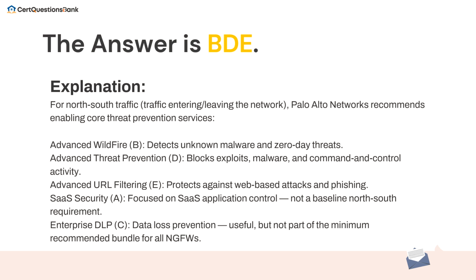SaaS Security, A, is focused on SaaS application control, not a baseline north-south requirement. Enterprise DLP, C, is data loss prevention. Useful, but not part of the minimum recommended bundle for all NGFWs.